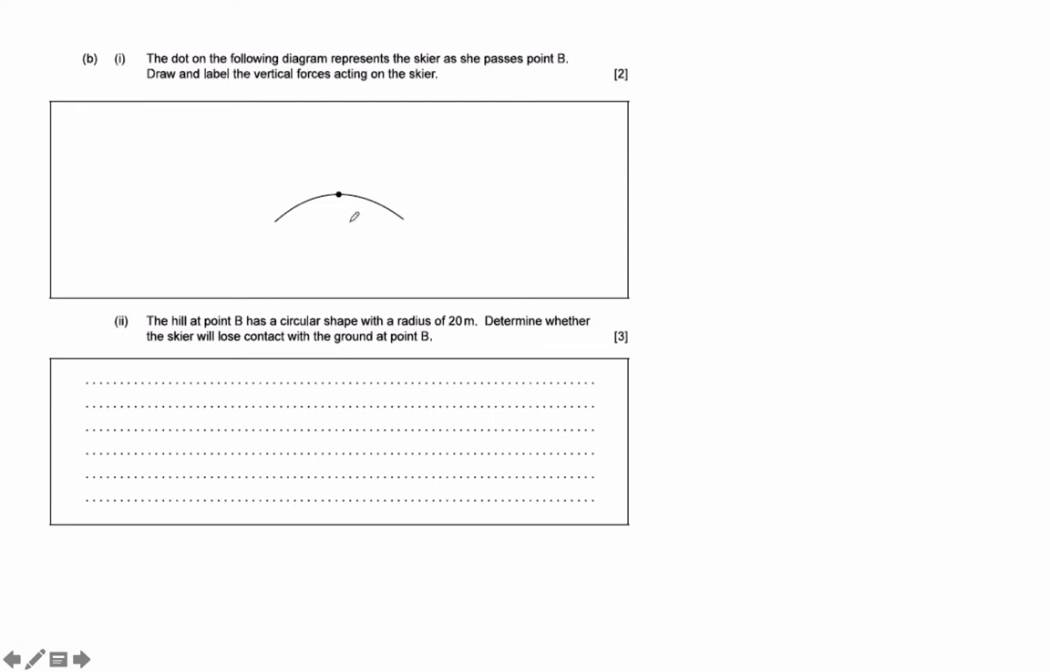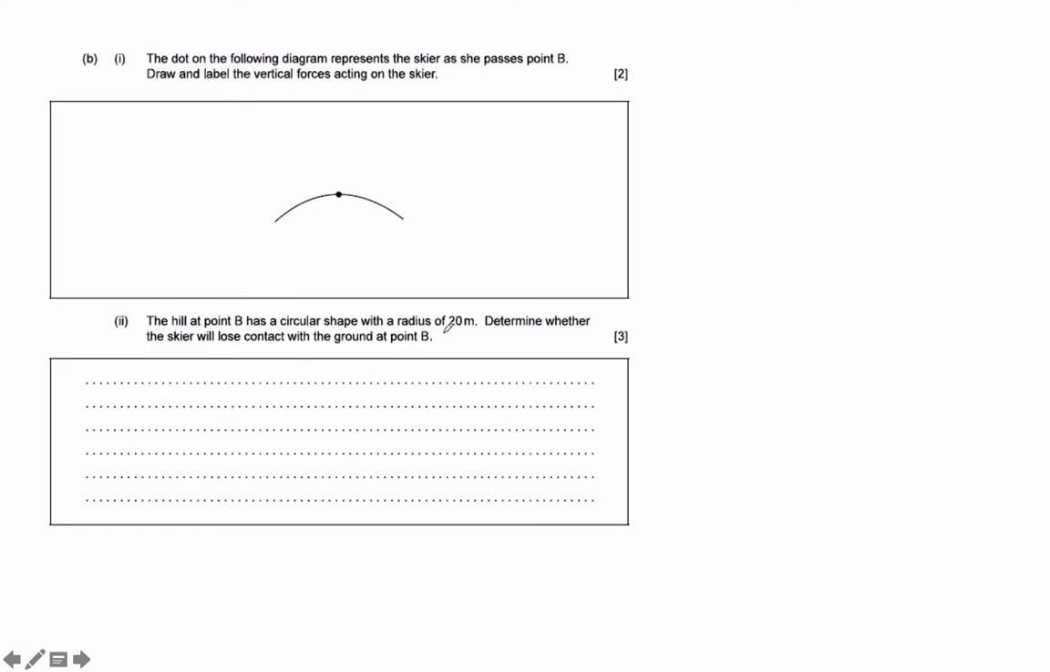This is a vertical circle problem. So again, there's two forces. They're both vertical. One of them is the force of gravity. One of them is the hill pushing back. And one of them is bigger than the other, so make sure that you show that.